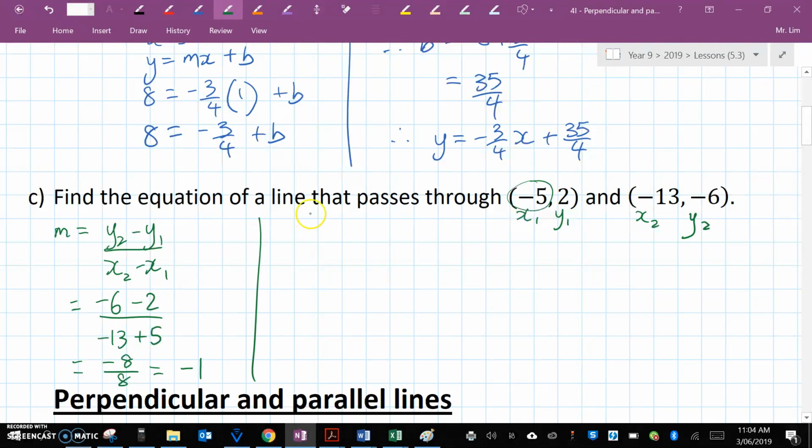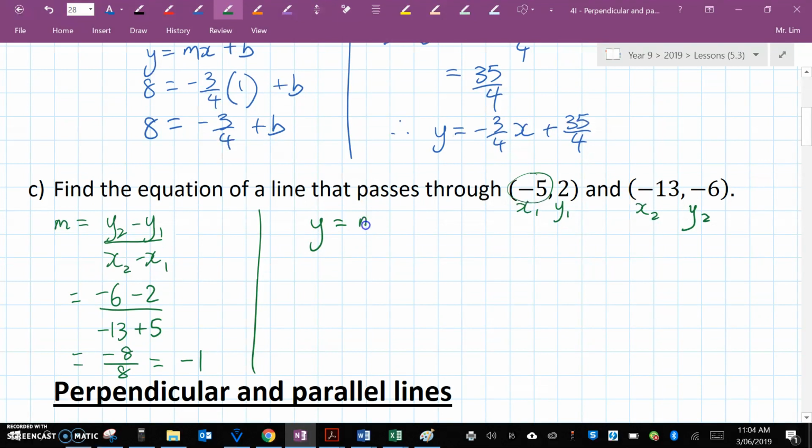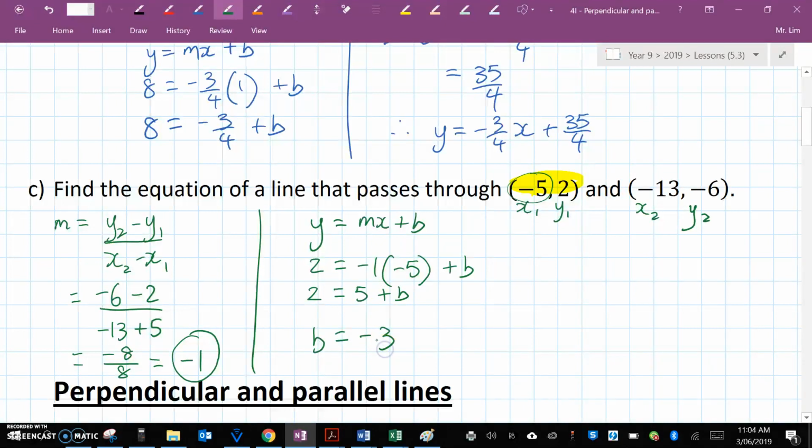Now that we've worked out the gradient, we can work out the y-intercept. Y equals mx plus b. Pick any one of these 2 points. I'll just pick that one. Y is 2, m is what we've just worked out, minus 1, and x is minus 5, plus b. 2 is equal to 5 plus b. So b is equal to minus 3. Therefore, the equation of a line is y equals m, which is minus 1, x plus b, which is minus 3.